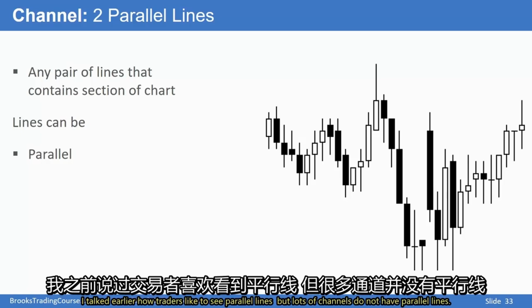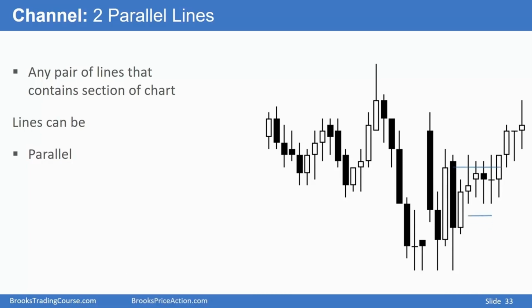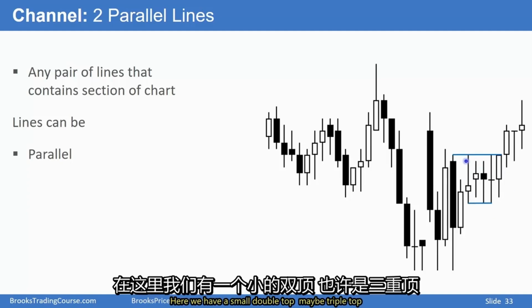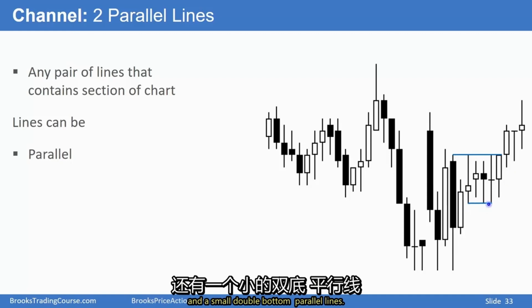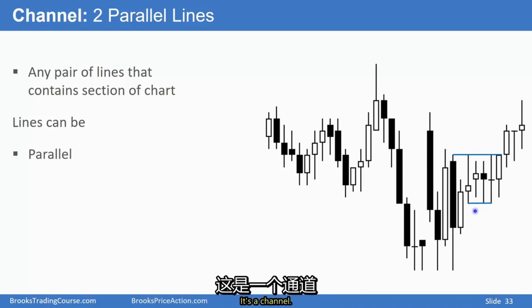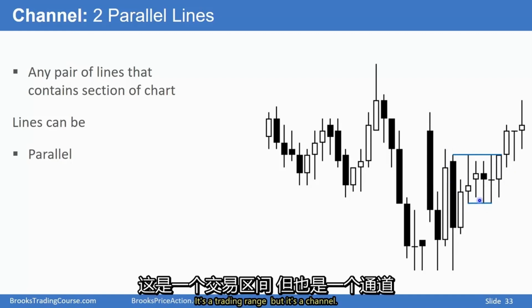I talked earlier how traders like to see parallel lines, but lots of channels do not have parallel lines. Here we have a small double top, maybe triple top, and a small double bottom, parallel lines. It's a channel. It's a trading range, but it's a channel, and we got a bull breakout.